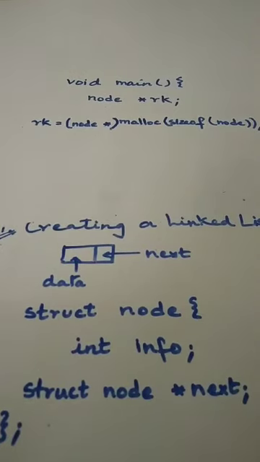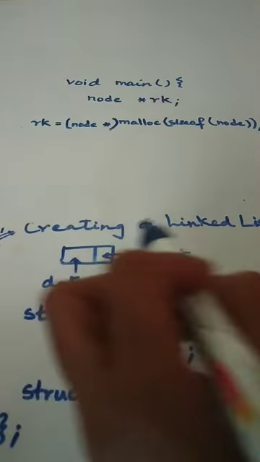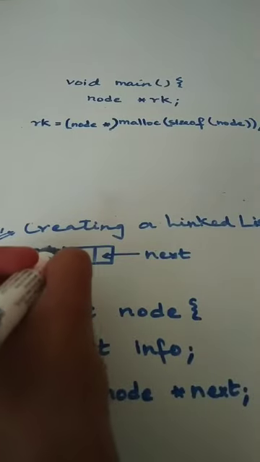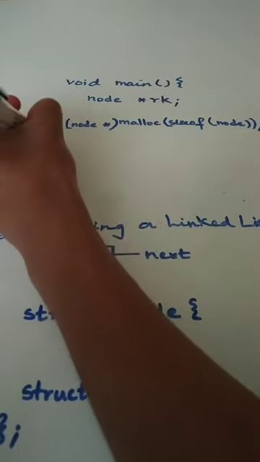So now in memory I have a node by the name rk. Actually, in memory a node like this is created and given a name. Now how do I take input for that, or how do I store a value for that? Let's have a look at it.